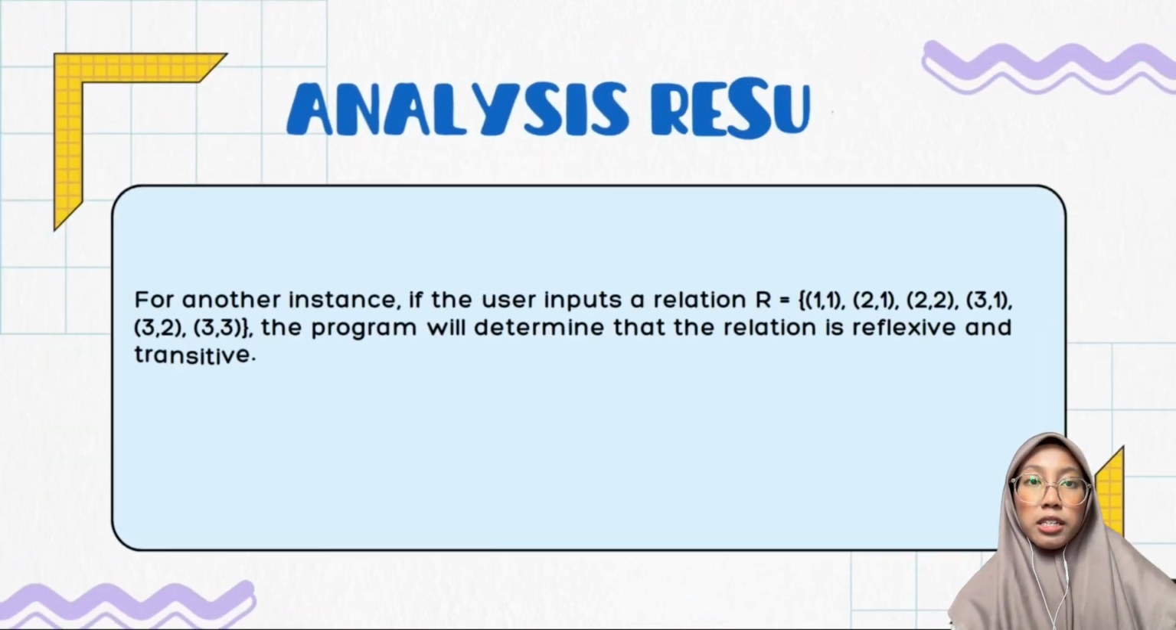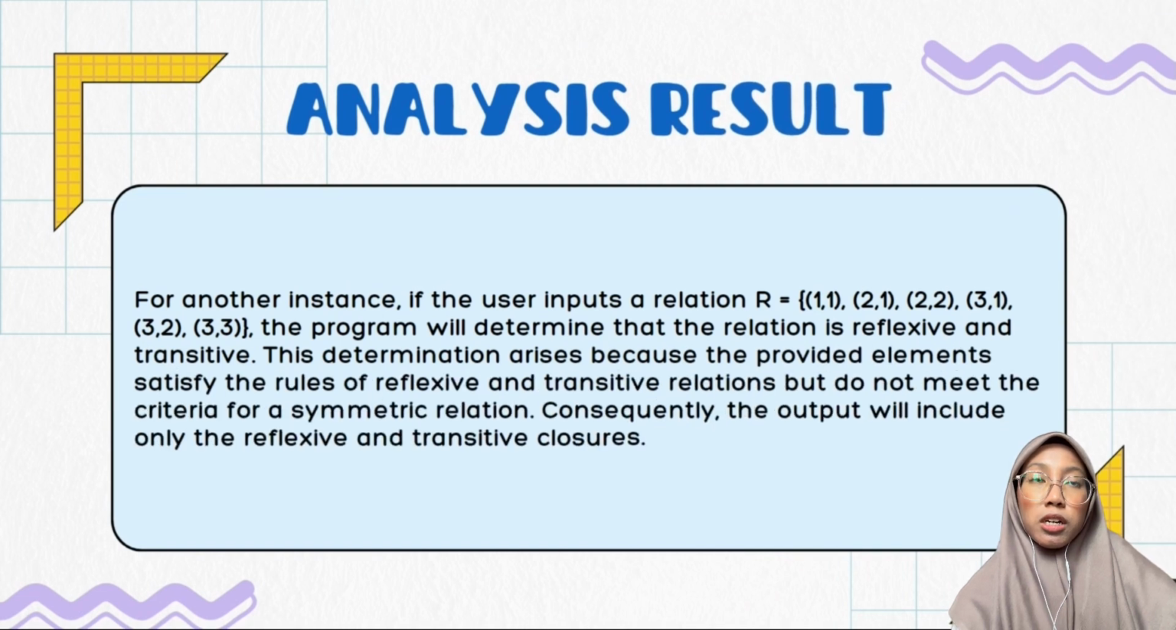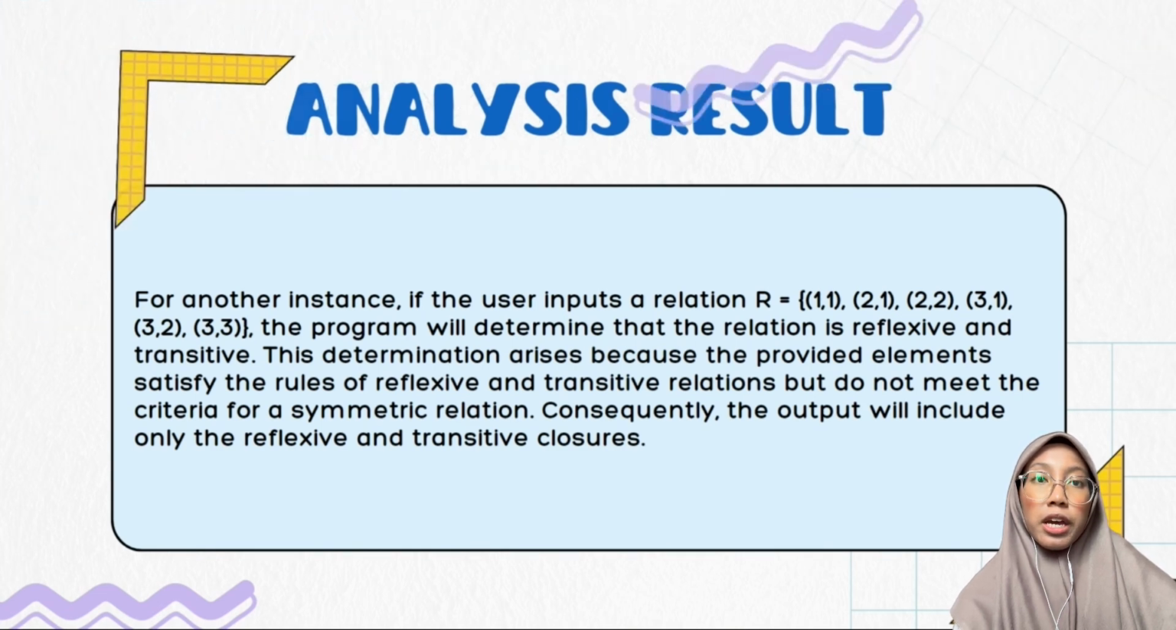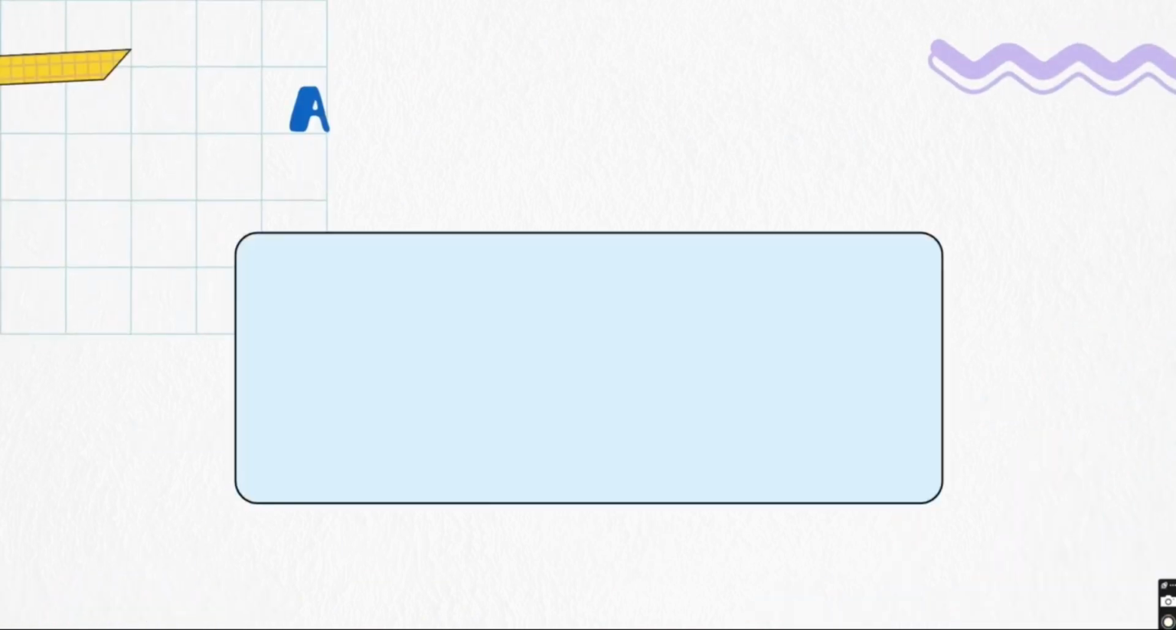For another instance, if the user inputs a relation R: (1,1), (2,1), (2,2), (3,1), (3,2), and (3,3), the program will determine that the relation is reflexive and transitive. This determination arises because the provided elements satisfy the rules of reflexive and transitive relations but do not meet the criteria for a symmetric relation. Consequently, the output will include only the reflexive and transitive closures.